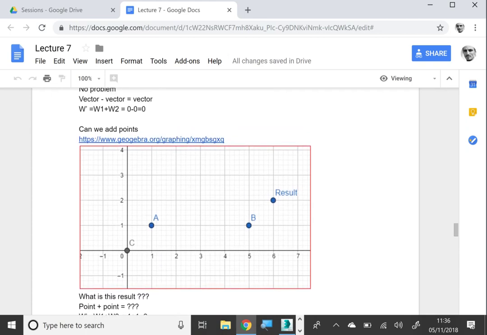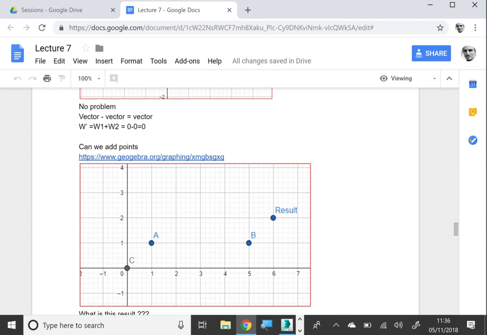This is what I've been waiting for. This is when it falls apart. Well, this is where you think it's going to fall apart, but the hero turns up at the last minute and saves the day. Can we add points?